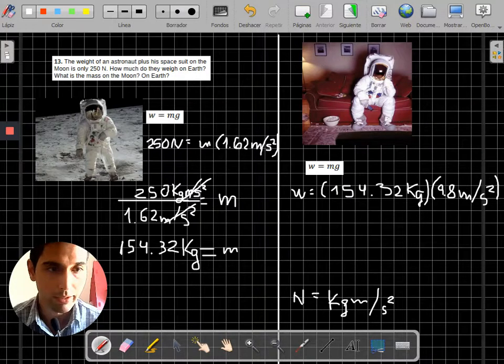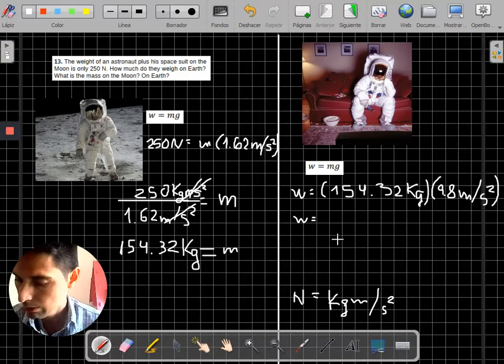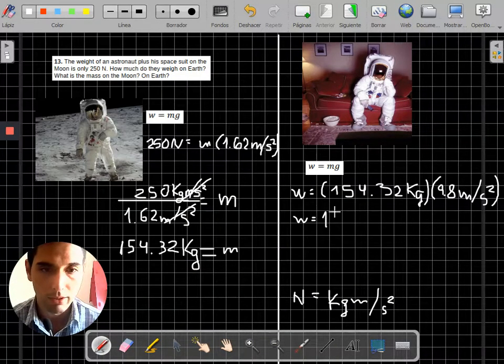Finally, I multiply that, and the weight of the astronaut on Earth will be 1,512.34 newtons, since kilograms times meters per square second is equal to newtons.